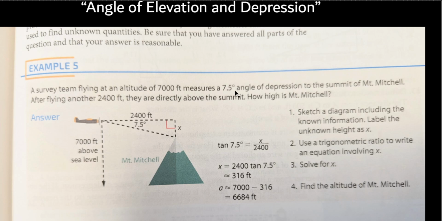It says a 7.5 degree angle of depression to the summit, which means the top of Mount Mitchell, after flying another 2,400 feet. So here's where they measure the angle. They're 2,400 feet away from the mountain. Everybody with me? They measure it, and they have devices nowadays, all computerized and GPS. But back in the day, they would have a device, like on ships. I don't know if on airplanes they called it this, but they call it a sextant.